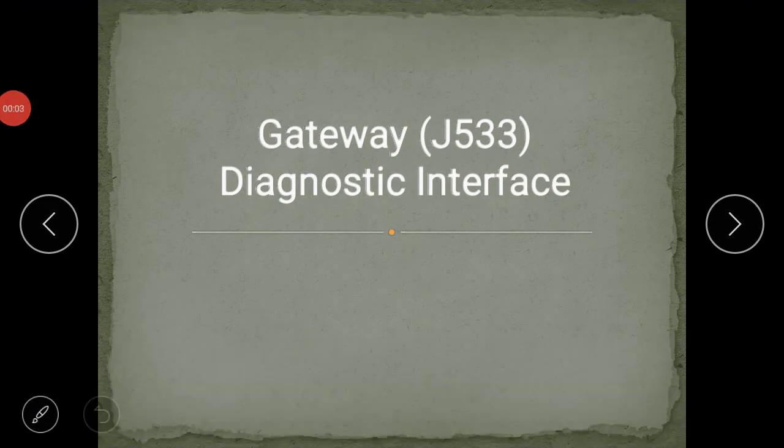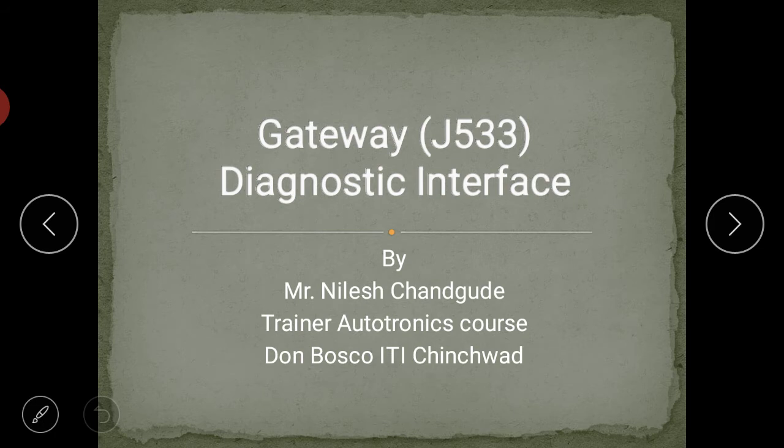In today's lecture, we will deal with the gateway, that is the J533 diagnostic interface. The gateway is the diagnostic interface. J533 is its code. I am Nilesh Changude, trainer at electronics course, Don Bosco ITI, Chinchwad.